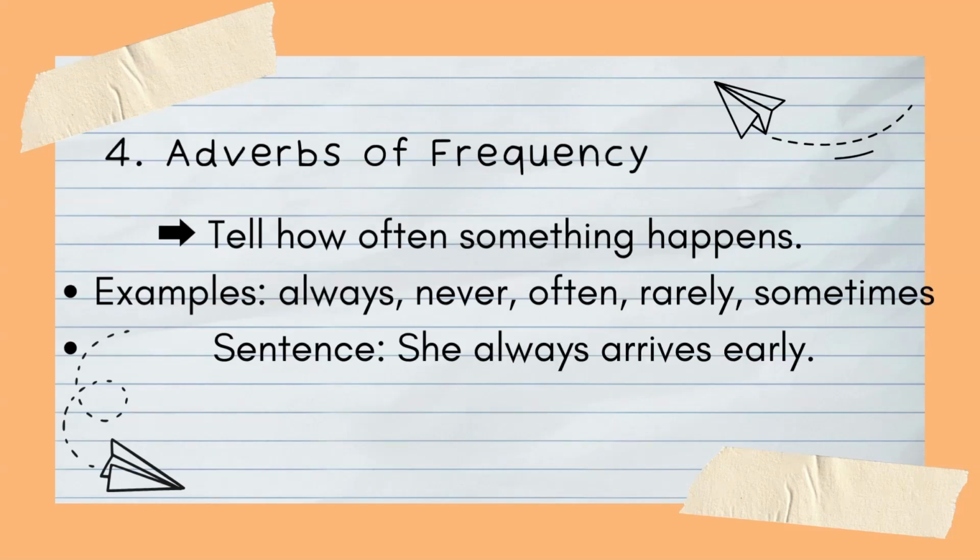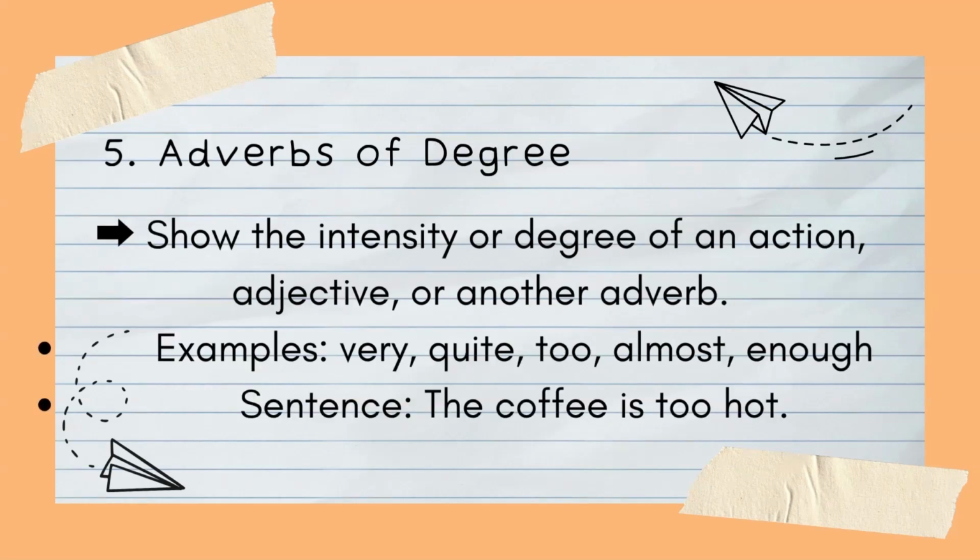4. Adverbs of frequency tell how often something happens. Examples: always, never, often, rarely, sometimes. Sentence: She always arrives early. 5. Adverbs of degree show the intensity or degree of an action, adjective, or another adverb. Examples: very, quite, too, almost, enough. Sentence: The coffee is too hot.